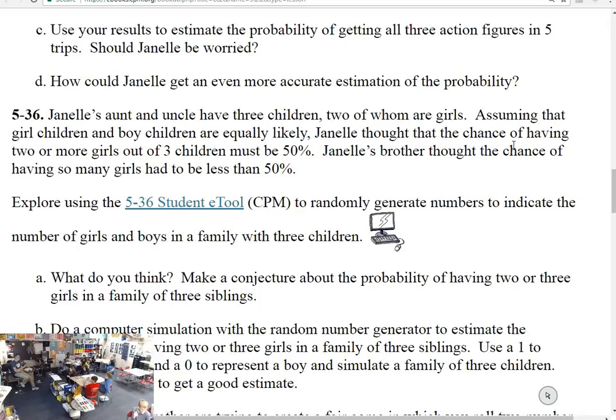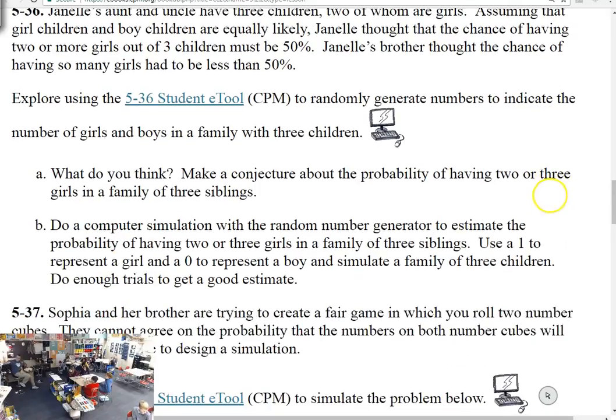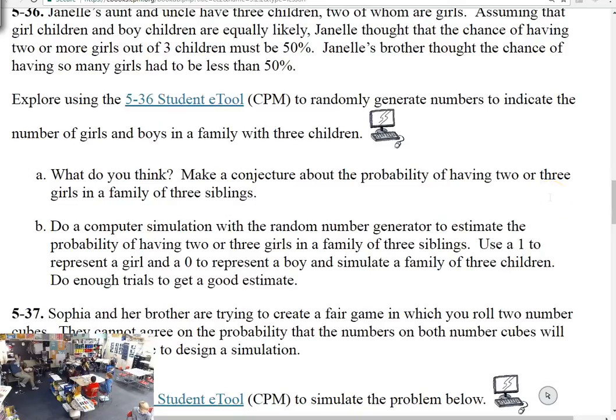So you can revisit that in a second, but hold on, I'm going to set this up. Janelle's brother thought the chance of having so many girls must be less than 50%. Still 50-50. Yeah, because it's either... Okay. So, a conjecture is a fancy word for prediction of what you think. So, make a conjecture. You guys all seem to have some strong opinions. Talk with your group. How can we figure out the probability of that happening?